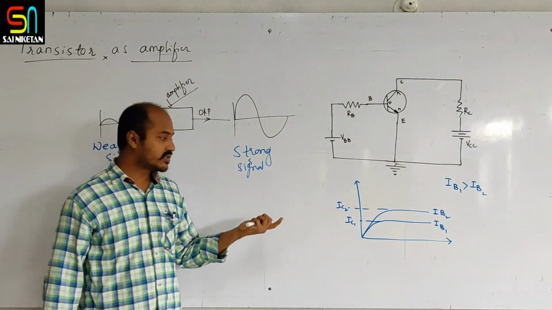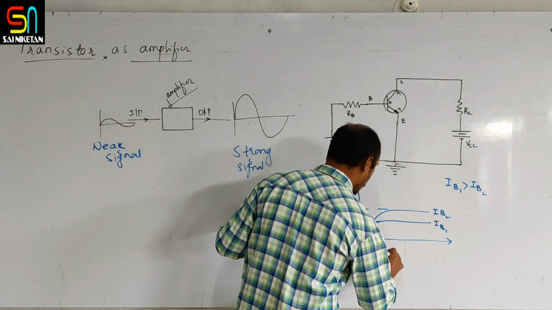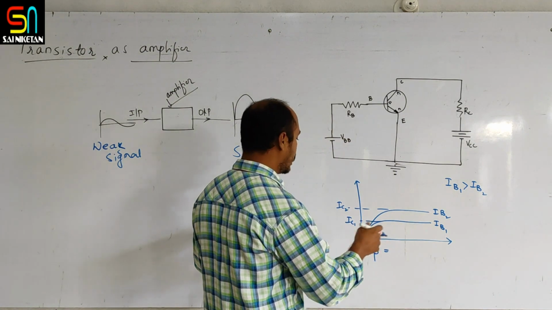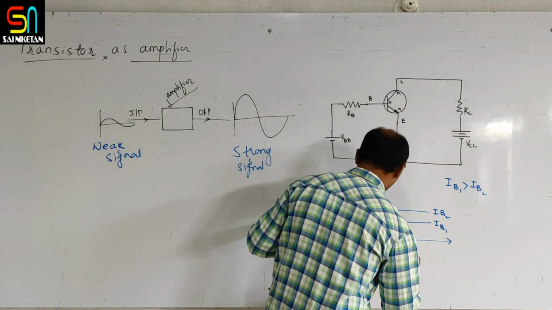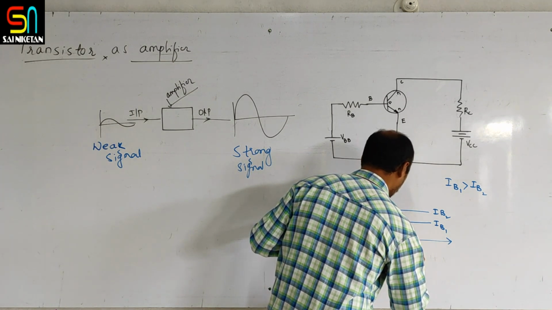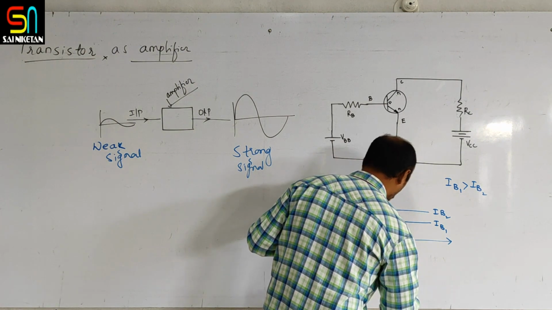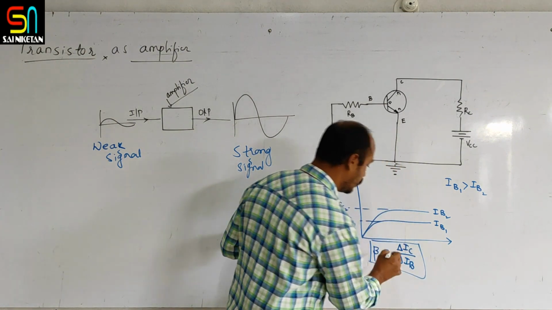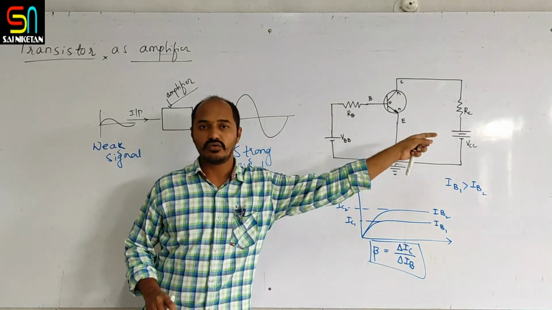And the current amplification factor is denoted by beta, which is equal to the change in output current divided by the change in input current. So the change in output current is delta IC divided by delta IB. If you understand this concept, you can understand the working of this connection.